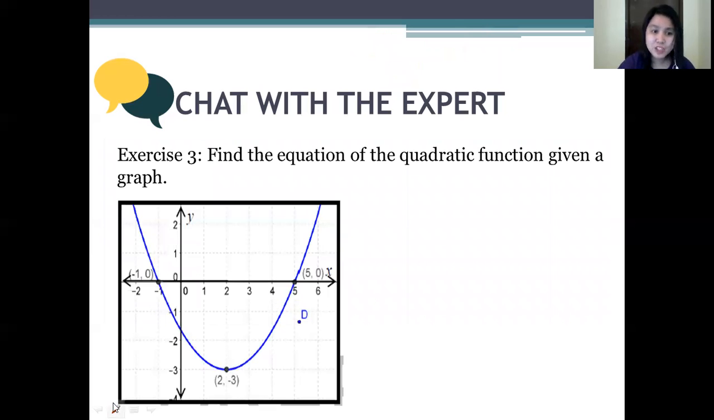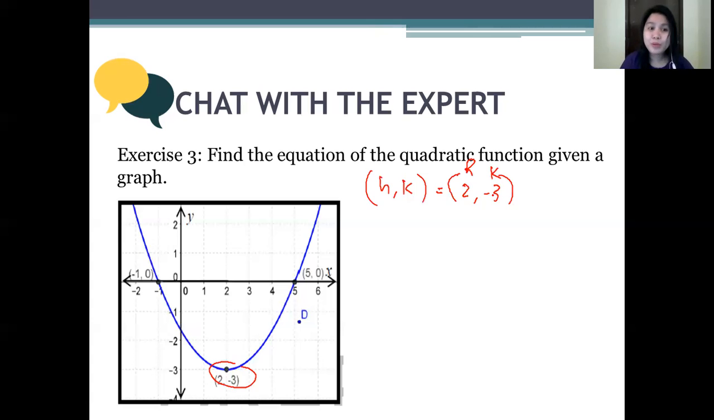Here, if you check, what's our vertex? Our parabola opens upwards, so the minimum point is our vertex. Our vertex h, k can be found at 2, -3. The value of our h is 2, while the value of our k is -3.